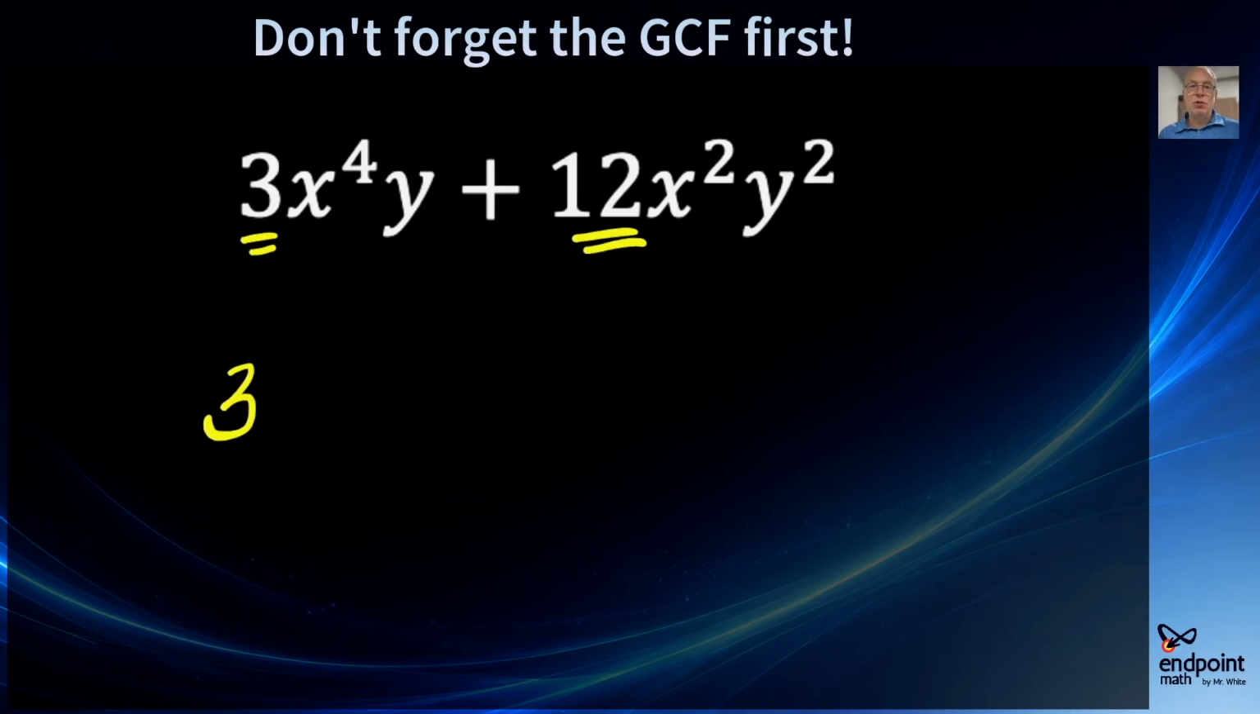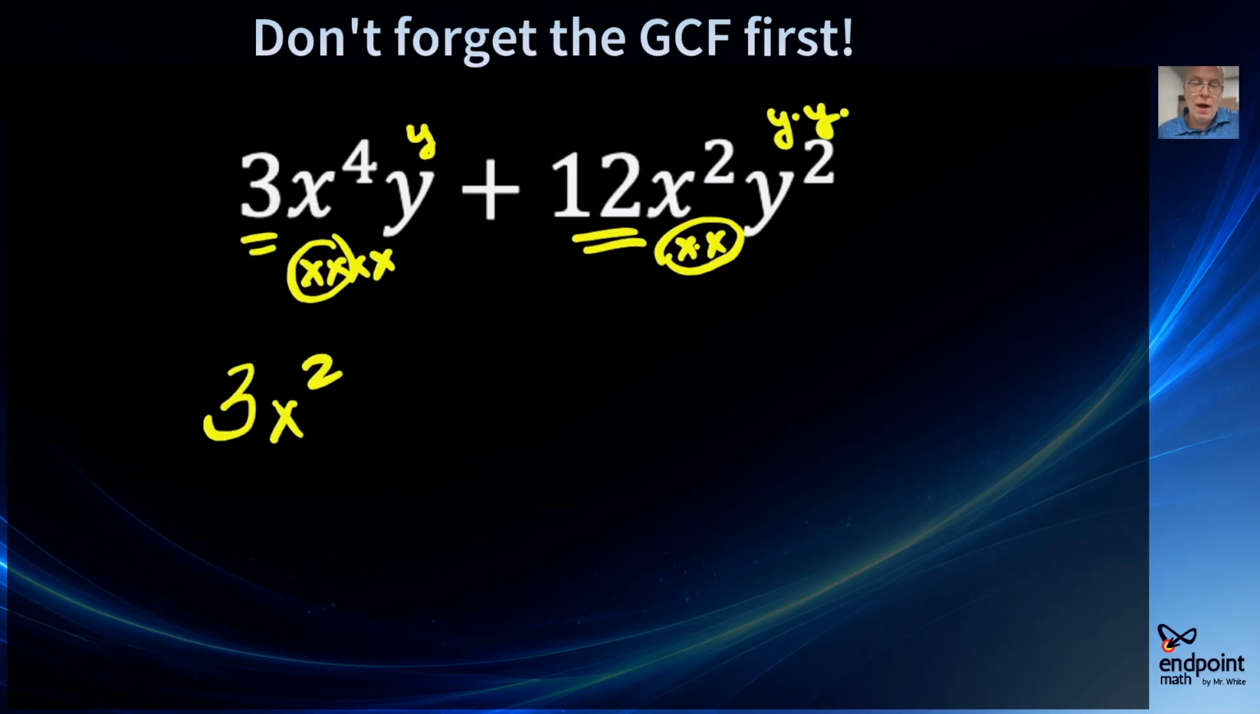What about x's? Do they both have some x's in common? Sure. How many x's? This one has 2, x times x. This has 4, so how many do they have in common? They have at most x squared in common. Now what about the y's? This has y to the first here, and this has 2 y's here. So how many do they have in common? By they, I mean these 2 terms that are being added. They have 1 factor of y in common, so y to the first.